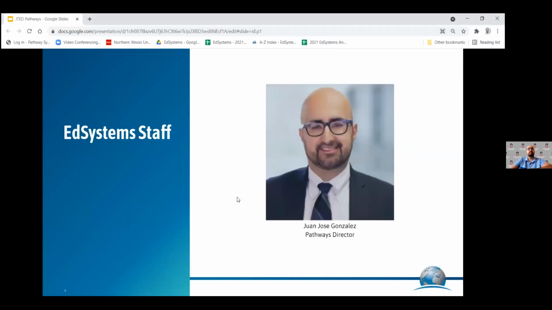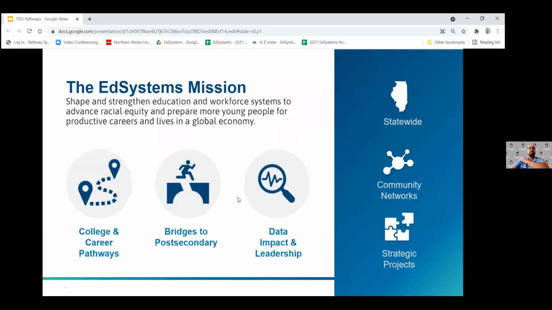Once again, I'm Juan Jose Gonzalez. I work for an organization called Education System Center. Education System Center is affiliated with Northern Illinois University, and our mission that you see here on the screen is to shape and strengthen the educational workforce system to advance racial equity and also prepare young people for productive careers in our economy. We do this in three main buckets, right?